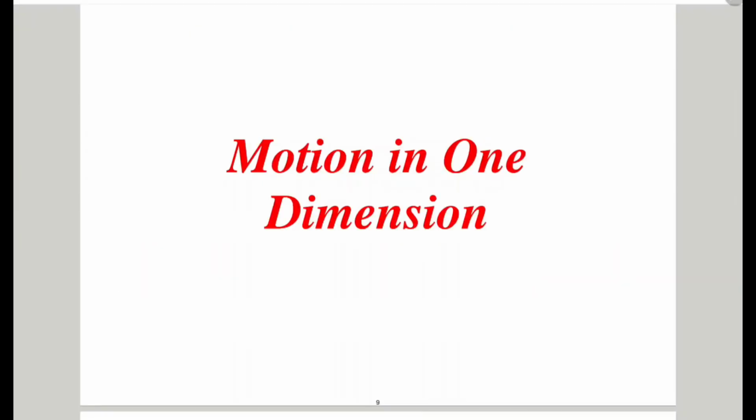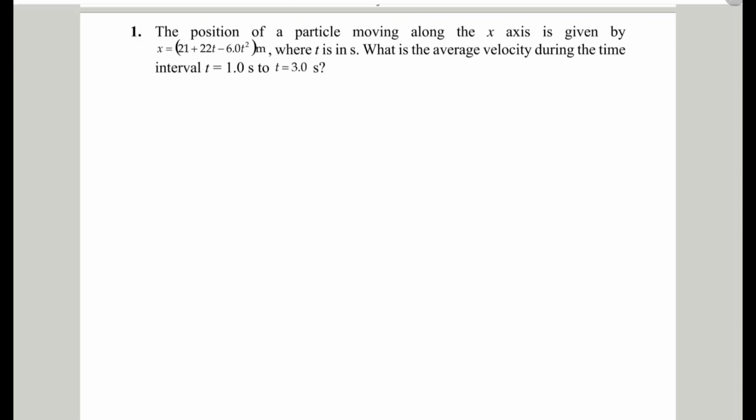Hello everyone, in this lecture I will solve different problems in motion in one dimension. So let's start here. The position of a particle moving along the x-axis is given by x equal to 21 plus 22t minus 6t squared, in meters, where t is in seconds. What is the average velocity during the time interval t equal to 1 and t equal to 3?